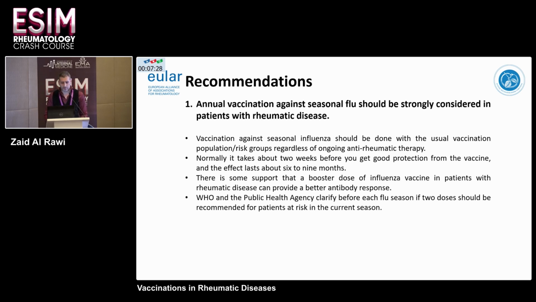So the first one, the seasonal flu. The annual vaccine against seasonal flu should be strongly considered in patients with rheumatic disease. Vaccination against seasonal influenza should be done with the usual vaccination group, regardless of the ongoing rheumatic therapy. Normally, it takes about 2 weeks before you get good protection from the vaccine, and the effect lasts about 6 to 9 months.